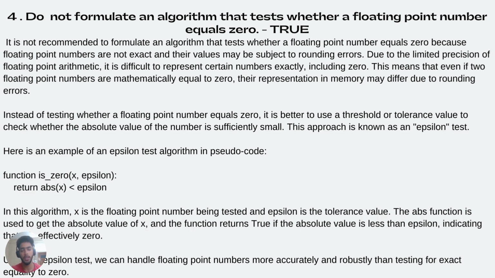And this approach is known as the epsilon test. Here's an example of epsilon test of the pseudocode. You can read this. In this algorithm, x is the floating point number being tested, and epsilon is the tolerance value. The ABS function is the absolute value of x, and the function returns true if the absolute value is less than epsilon, indicating that it is effectively zero. In the epsilon test, we can handle floating point numbers more accurately and robustly than testing for exactly equal to zero. Okay, let's move to next question.